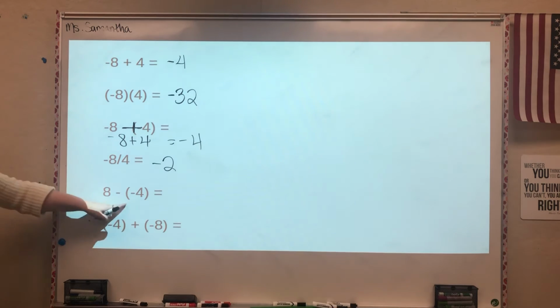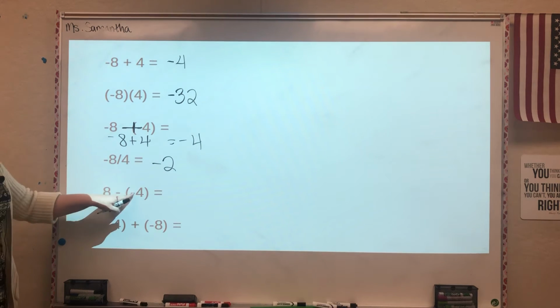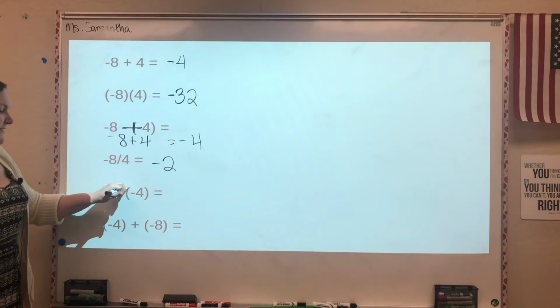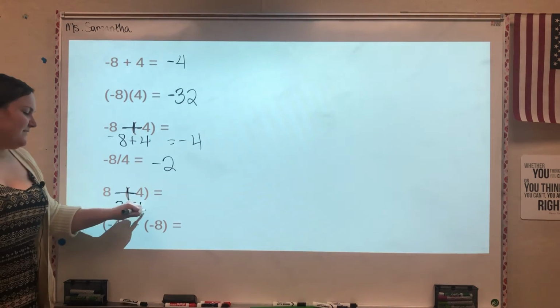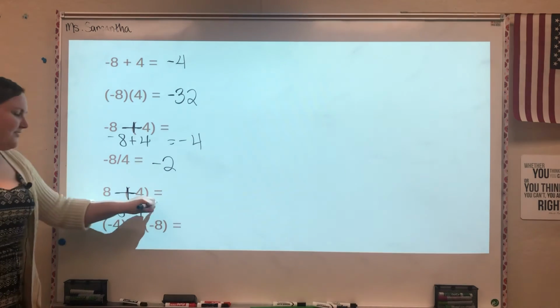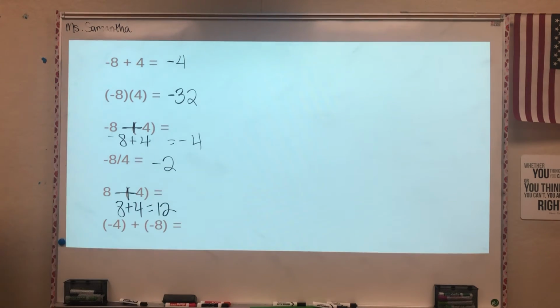This next one here is similar to up here, where that's subtracting a negative. Those two negative signs become one big positive sign. So that leaves us with 8 plus 4. 8 plus 4, you guys know, is 12.